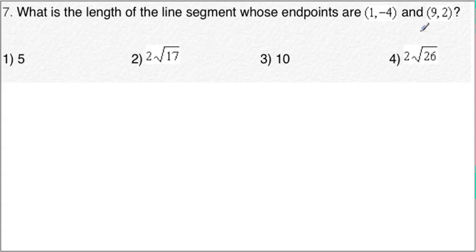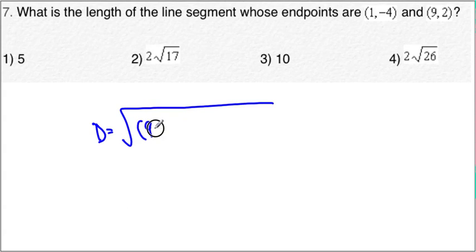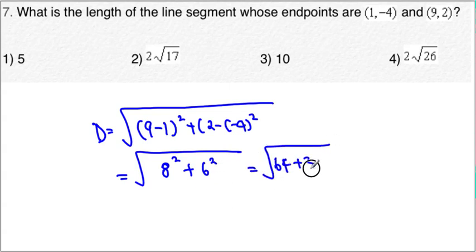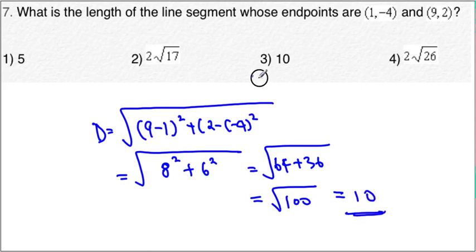So how are you going to get the length of the line segment? We can simply use the distance formula here. x2 minus x1, which is 9 minus 1, squared, plus y2 minus y1, which is 2 minus negative 4. Notice that I'm putting the double negative here. Then what do we end up getting? This becomes 8 squared, and this one becomes plus 6 squared. If you calculate that, we get 64 plus 36. Then that's equal to square root of 100. What is that equal to? Yes, that's equal to 10. Therefore, 10 becomes our answer.